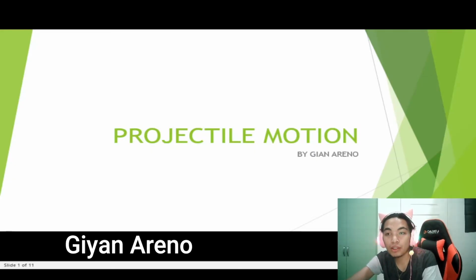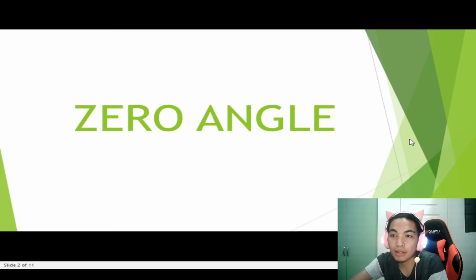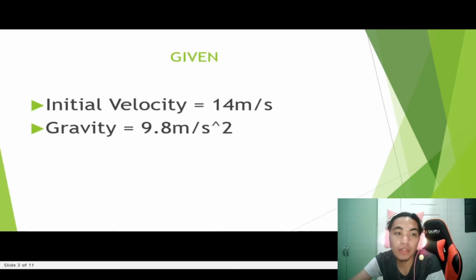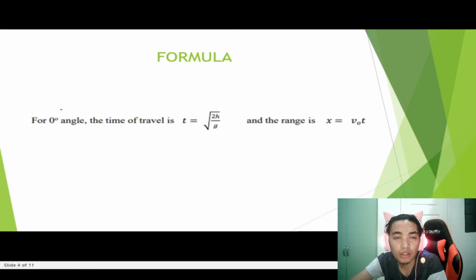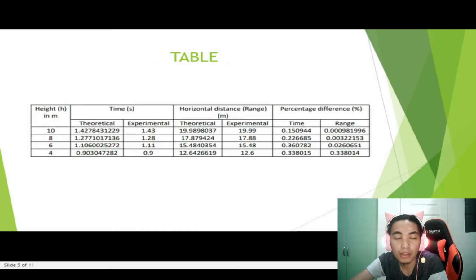Good day everyone, I will be discussing the projectile motion experiment. The first part is the zero angle. The given initial velocity is 14 meters per second, while gravity is 9.8 meters per second squared. For our formula, for zero angle, t is equal to the square root of 2 times height divided by gravity. The range x is equal to initial velocity times time. This is the table which we got in finding the theoretical and experimental values. I will be explaining it in the next slide.